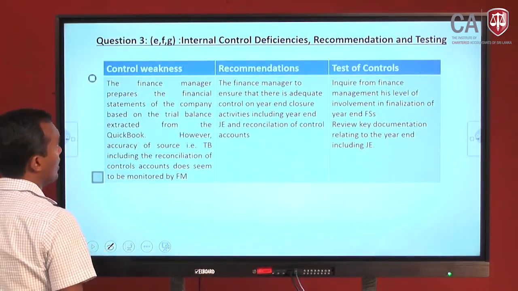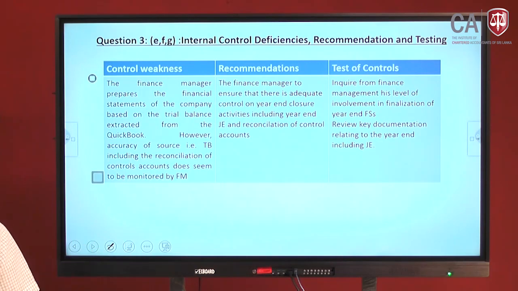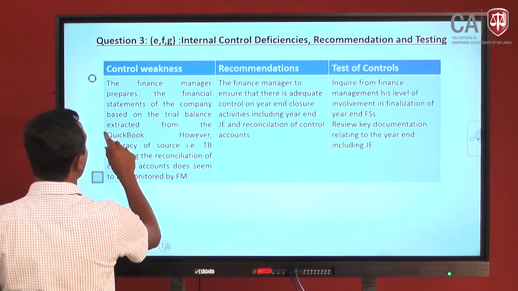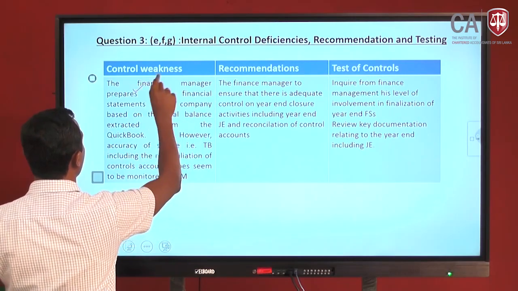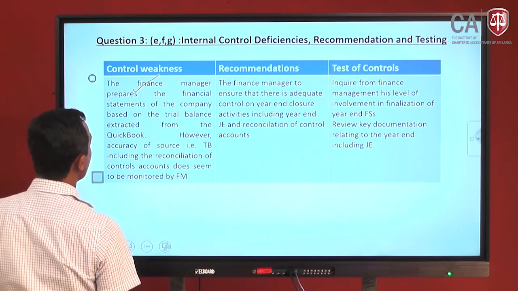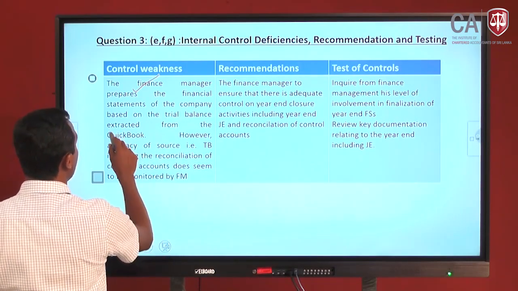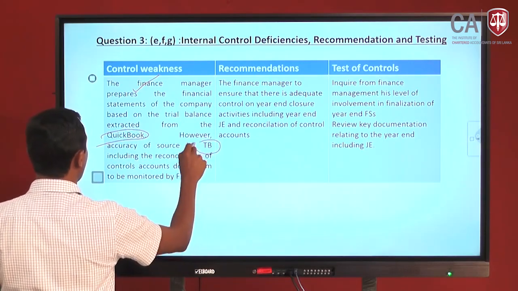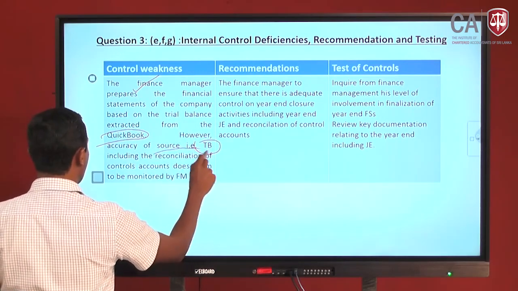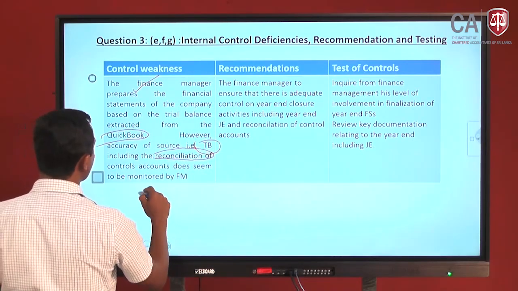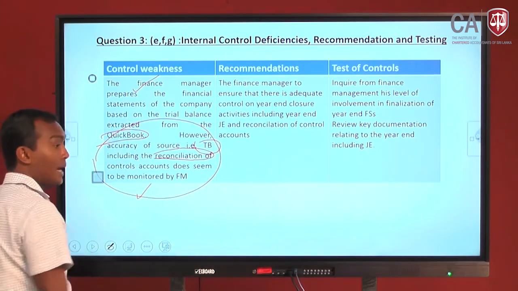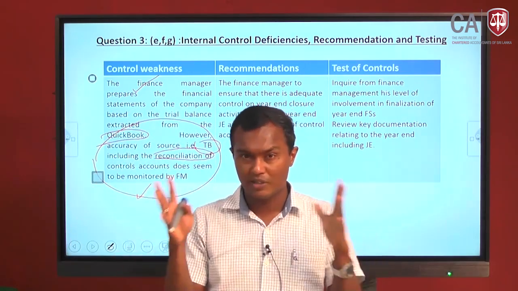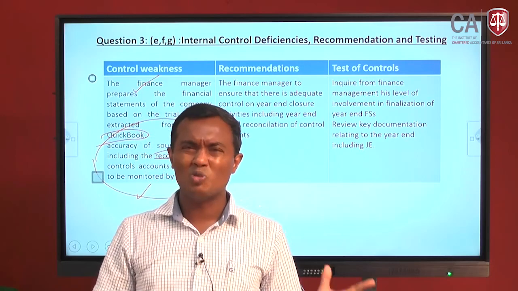Then another final point, that is, the finance manager prepares the financial statements based on the TB extract. They simply say that the FM prepares financial statements based on the TB extracted from QuickBooks. However, the accuracy of source data, that is the trial balance and the underlying reconciliation of the control accounts, does not seem to be monitored. This part specifically I have added because this whole setup is manual, we have already discussed that problem, there is no integration, the manual entries, the super user.